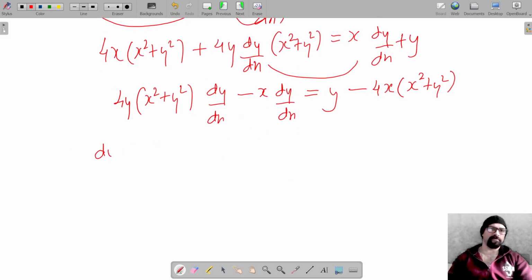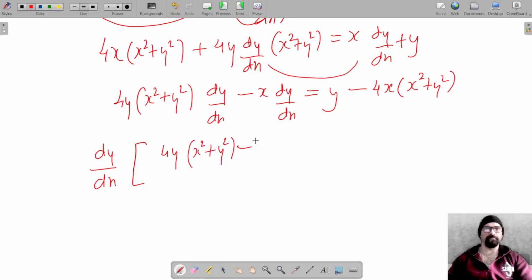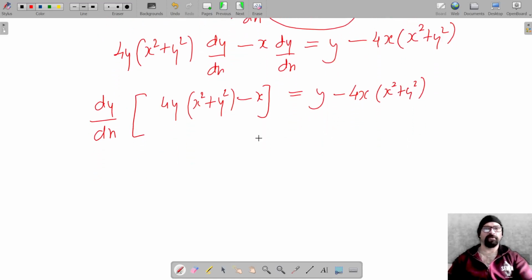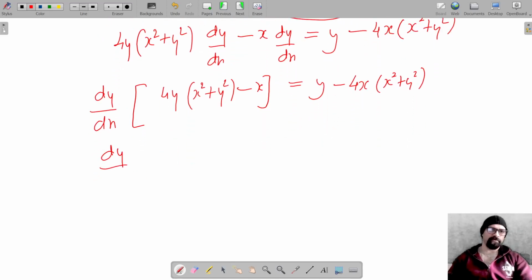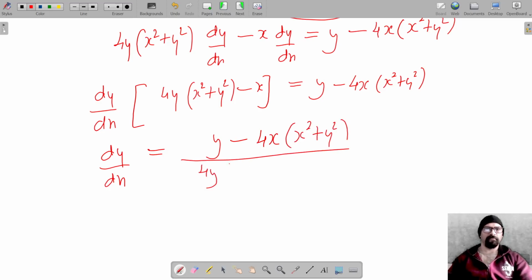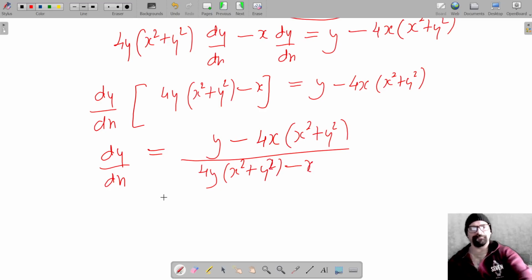This is now dy by dx into (4y (x squared plus y squared) minus x) equal to y minus 4x (x squared plus y squared). Now we are almost done. So dy by dx is equal to (y minus 4x (x squared plus y squared)) upon (4y (x squared plus y squared) minus x). So this is the differentiation.